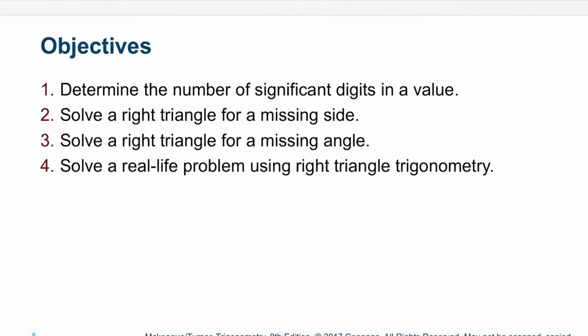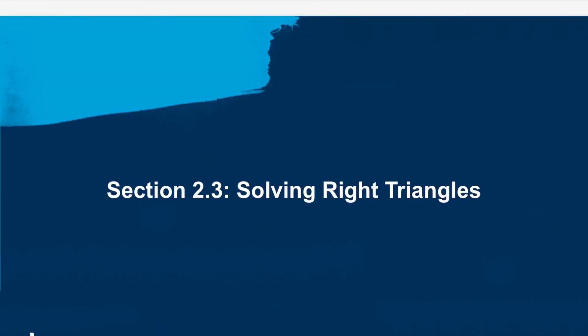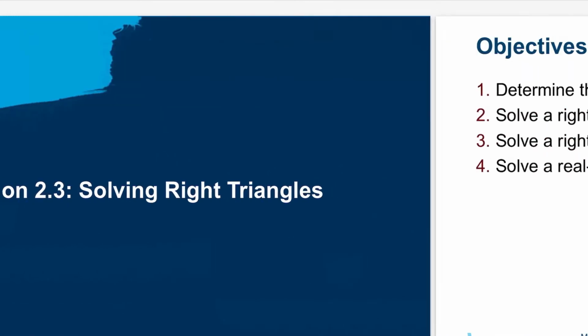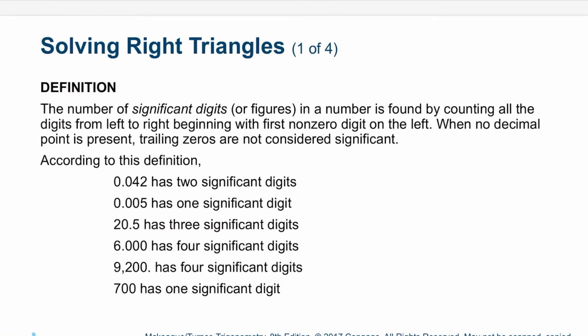Hello class. Today we'll be at section 2.3, which is solving right triangles. All right, so they start us off with giving us the definition of significant digits. So significant digits is a number found by counting all the digits from left to right, starting with the first non-zero digit on the left. And when no decimal point is present, trailing zeros are not considered significant.